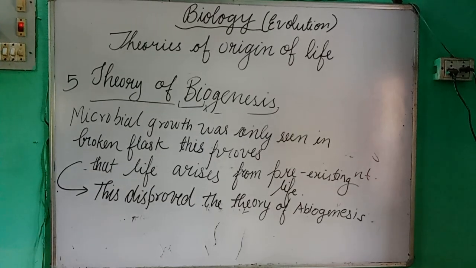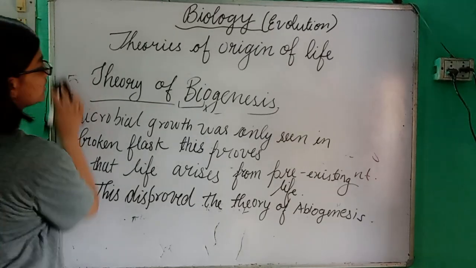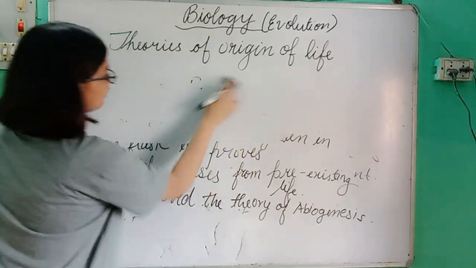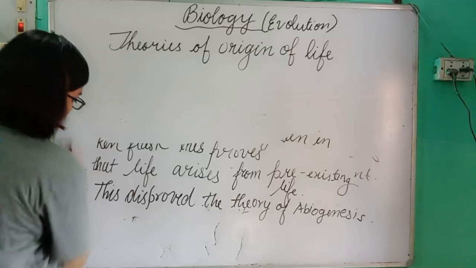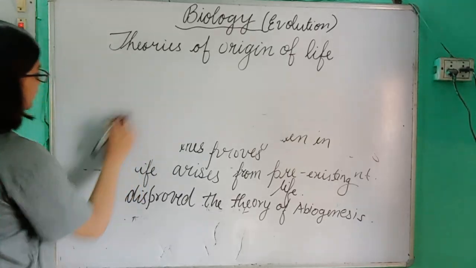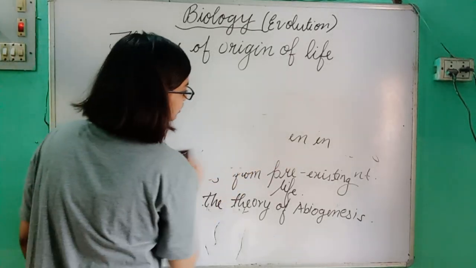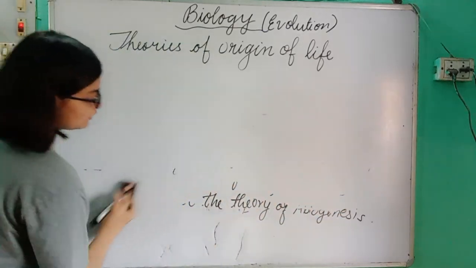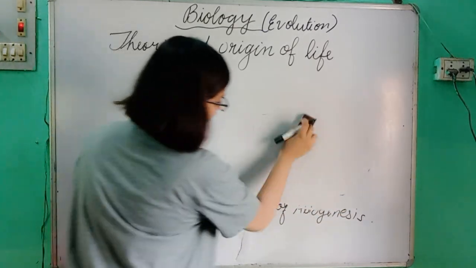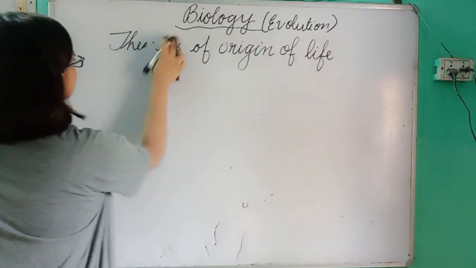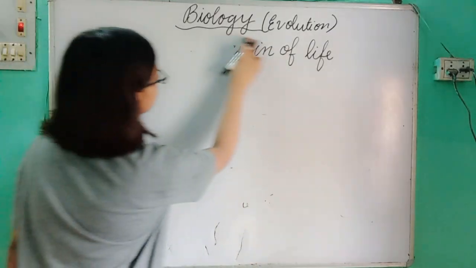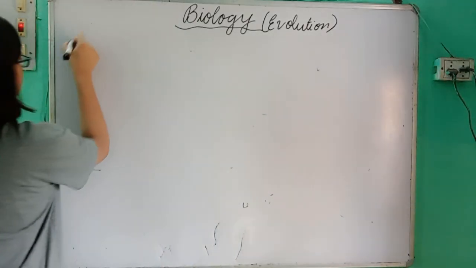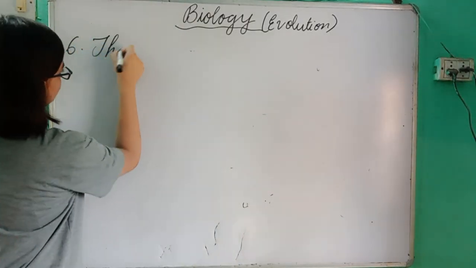Now, let us move on to our last theory, that is the theory of chemical evolution. It is given by Oparin and Haldane. There was also an experiment conducted by Miller and Urey to prove the theory of chemical evolution, which we will see in our next video. But today we will cover the theory of chemical evolution.